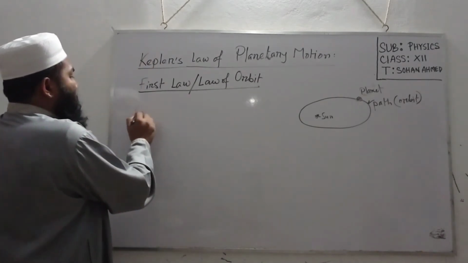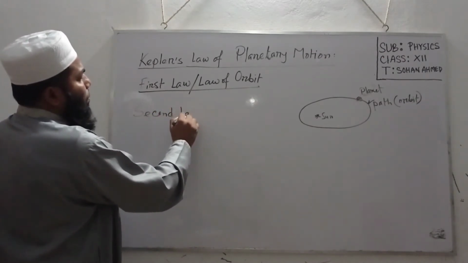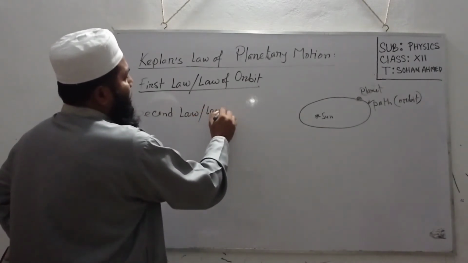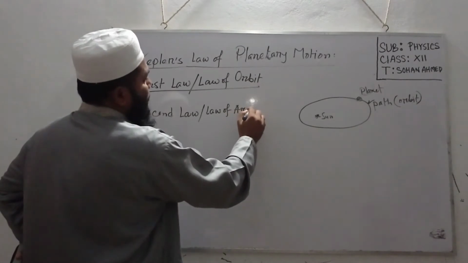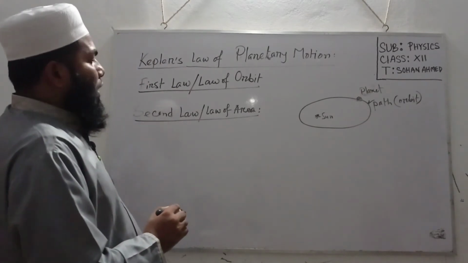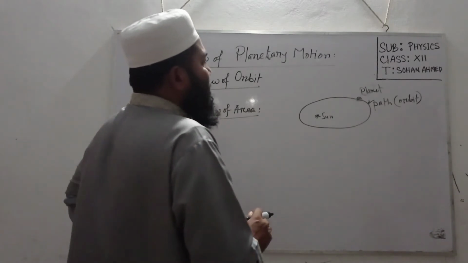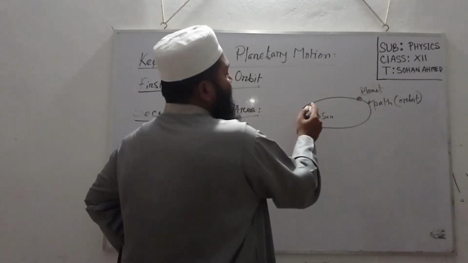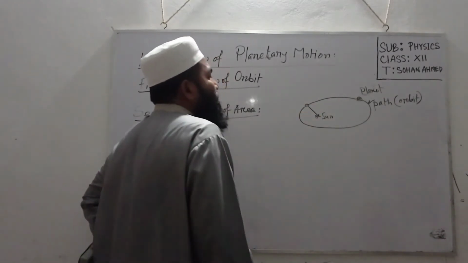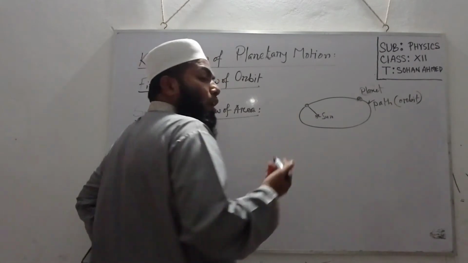And the second law, or law of area. According to the second law, the radius vector joining any planet to the Sun sweeps out equal areas in equal intervals of time.